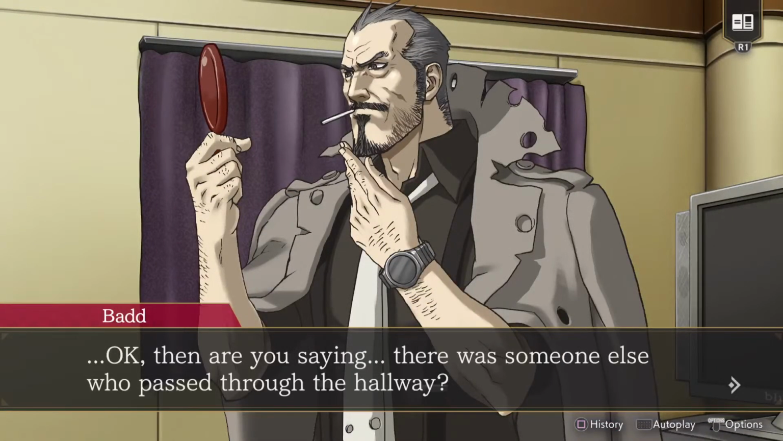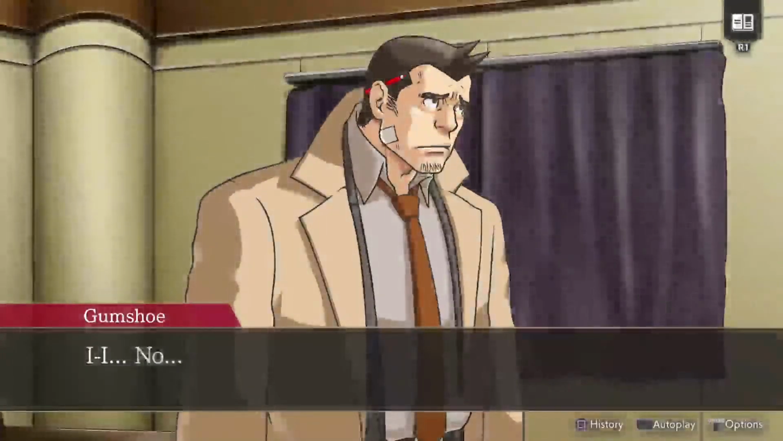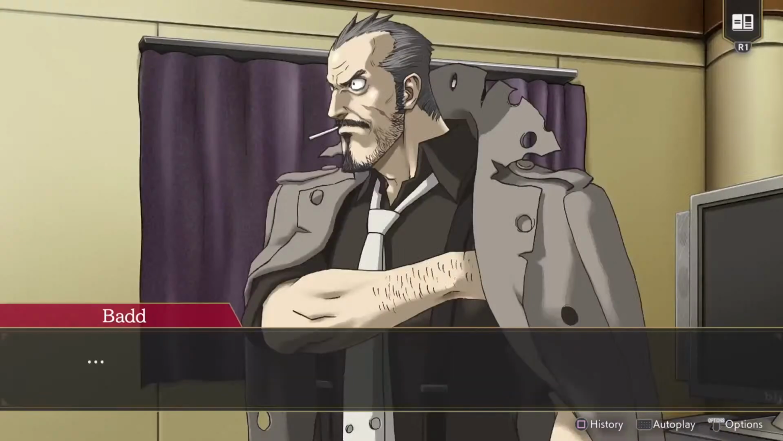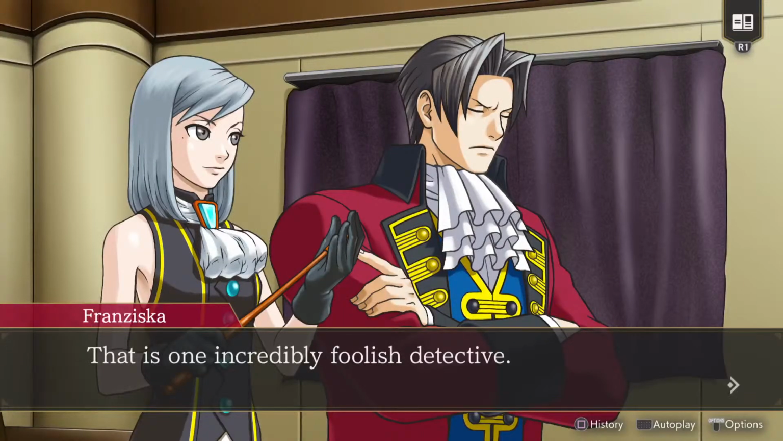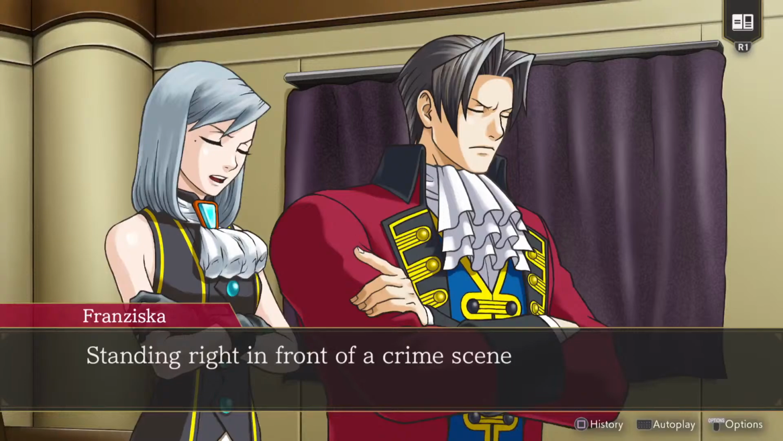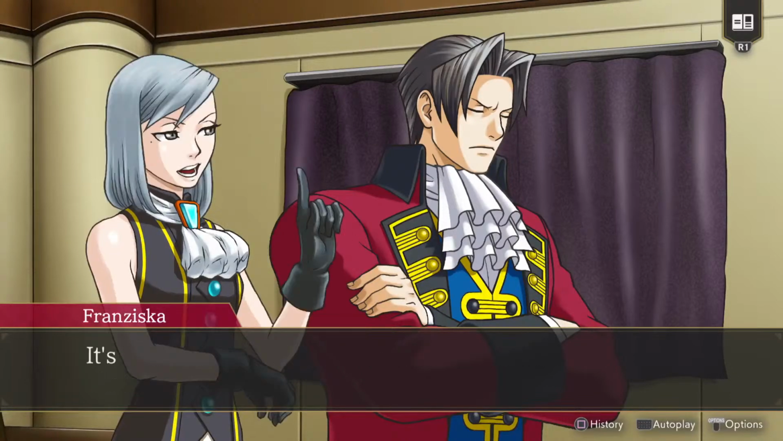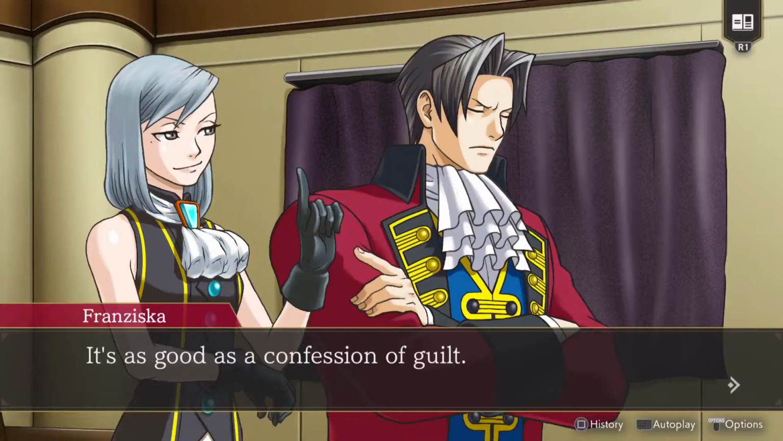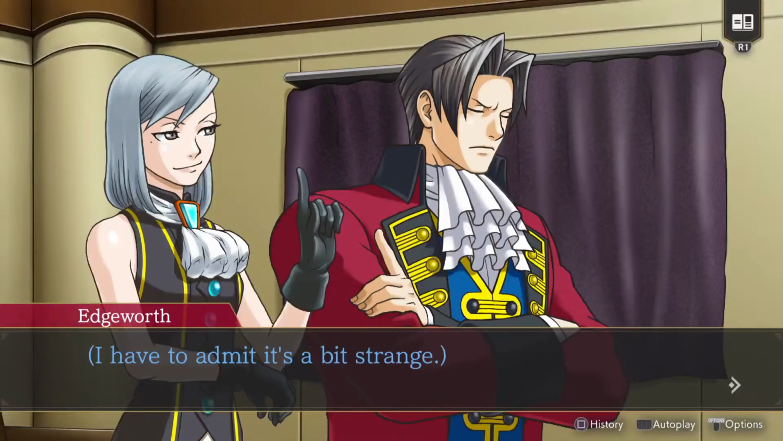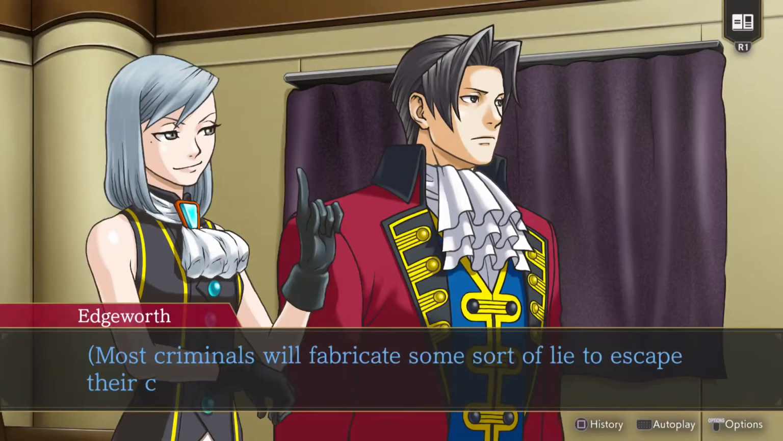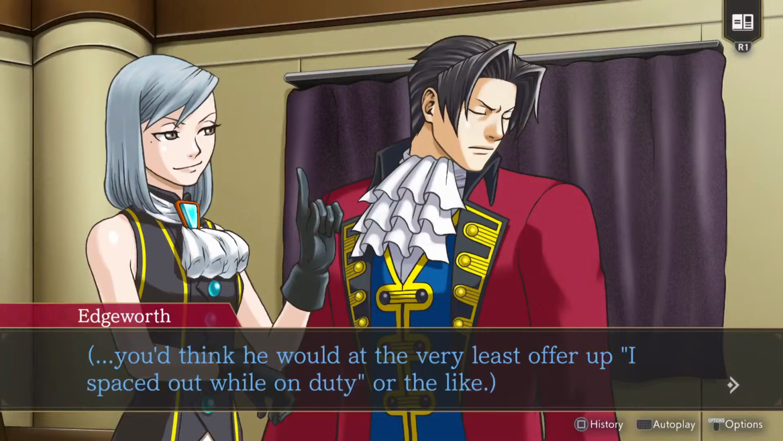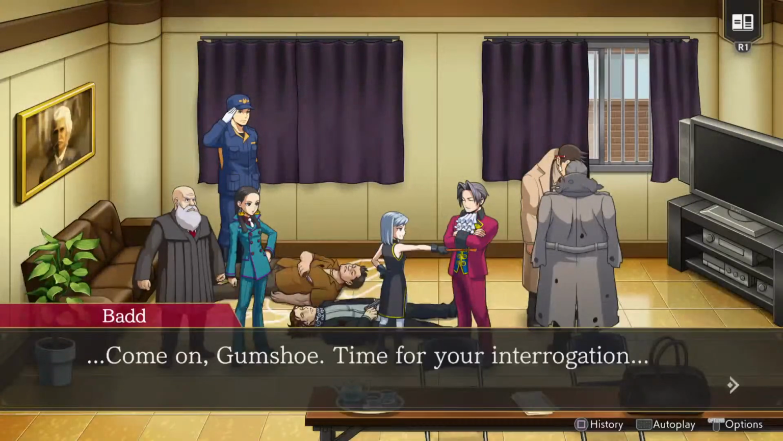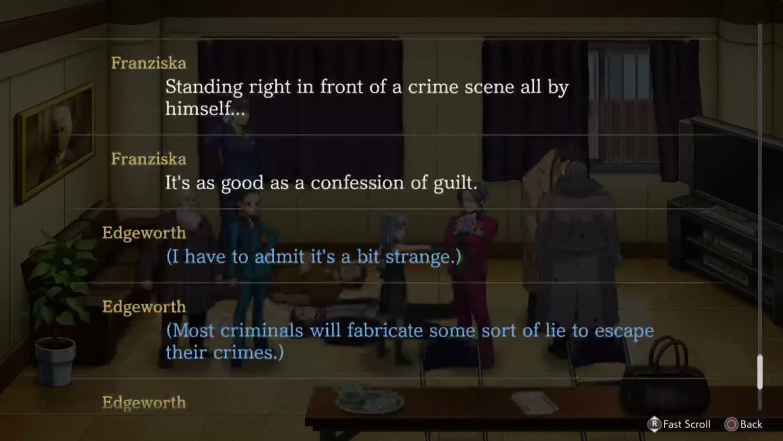Okay, then are you saying there was someone else who passed through the hallway? No, there was no one else, sir. Then why should I believe he didn't do it? That is one incredibly foolish detective. Standing right in front of a crime scene, all by himself, it's as good as a confession of guilt. I have to admit, it's a bit strange. Most criminals will fabricate some sort of lie to escape their crimes. And if that detective really wanted to prove that he is innocent, you'd think he would at the very least offer up I spaced out while on duty or the like. Come on, Gumshoe, time for your interrogation.